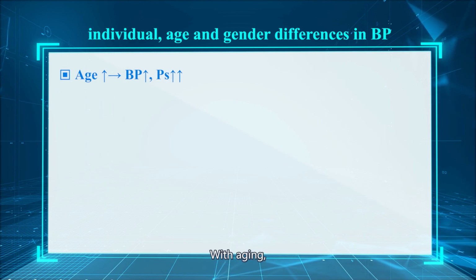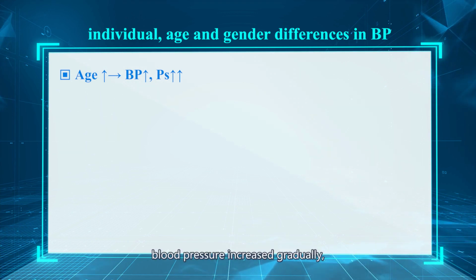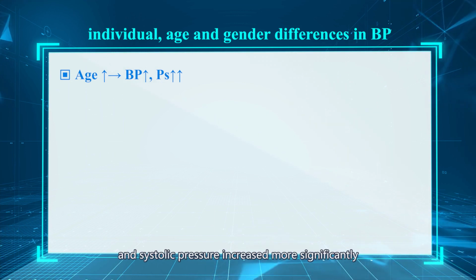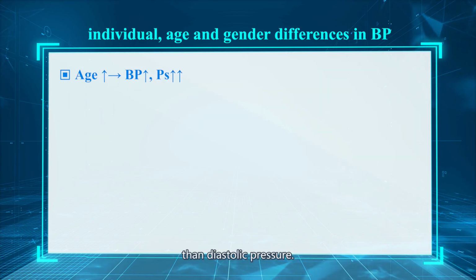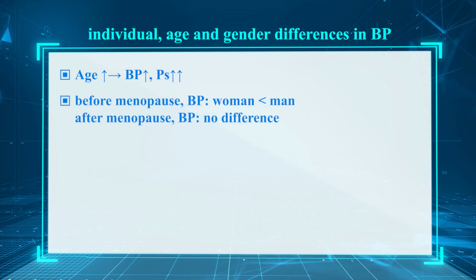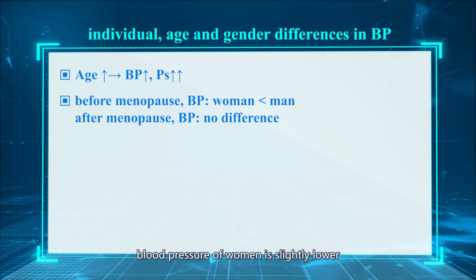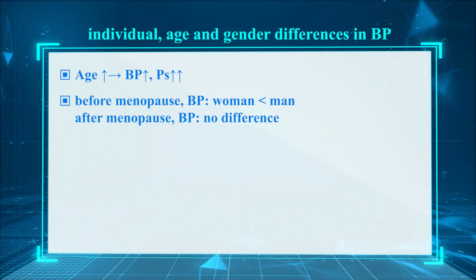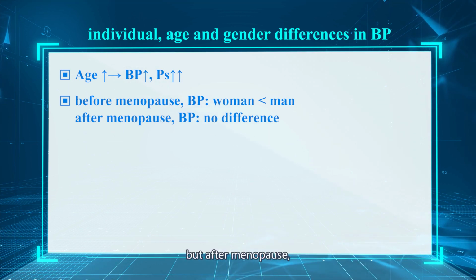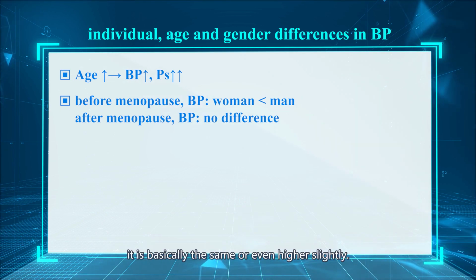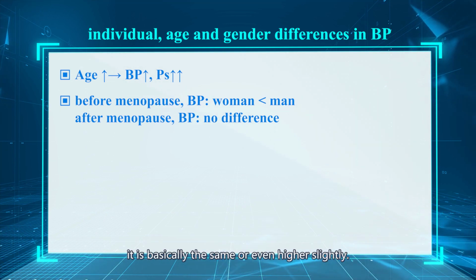With aging, blood pressure increased gradually, and systolic pressure increased more significantly than diastolic pressure. Before menopause, blood pressure of women is slightly lower than that of men of the same age. But after menopause, it is basically the same or even slightly higher.